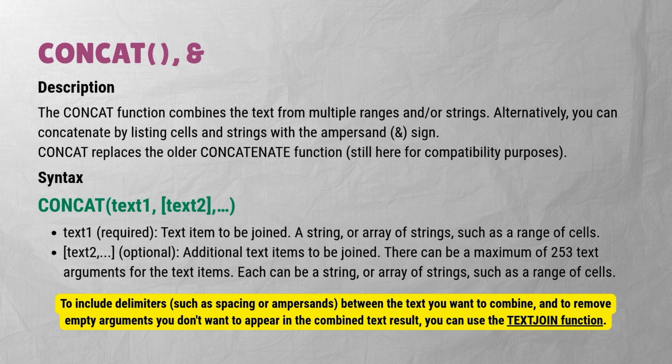So syntax, CONCAT, and then we just list everything that we want to concatenate. Important to note here that if you want to, let's say, concatenate 5 cells with commas between them, you cannot specify this comma, this delimiter. So you have to manually add the comma in quotation marks.